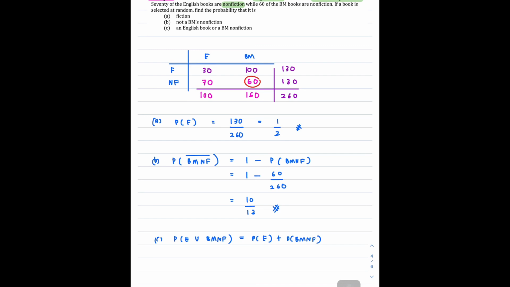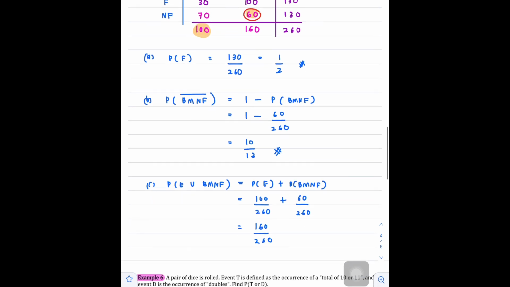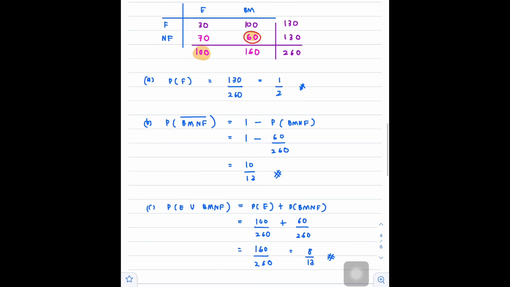So this is an example of a mutually exclusive event. Just add on these two events. P English, how many? 100, so 100 over by 260 plus BM non-fiction, the answer from the first part just now, 60 over by 260. Just add on, you will have 160 over by 260. Simplify further is 8 over by 13. Okay, that's how you answer the question when you don't have any table given.